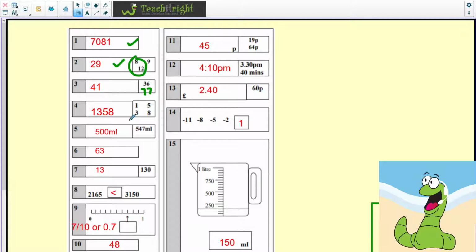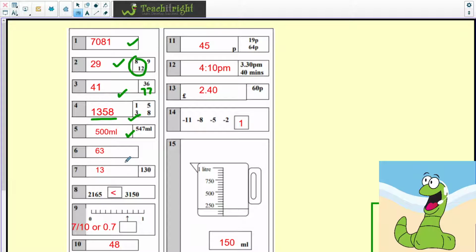We had to make the smallest number. You might remember in last week's it was the biggest number, but it's the smallest that we can make. So we start with the smaller number and they gradually get bigger as they move to the right. For number 5, we had to round this to 100 millilitres, and of course it's 500 millilitres because we're below 50, so we're going to be rounding down.